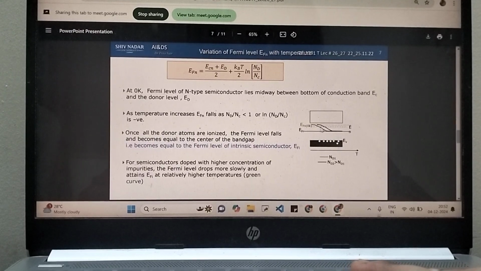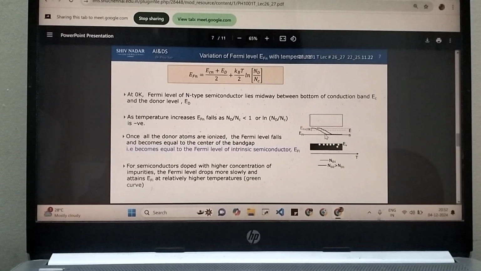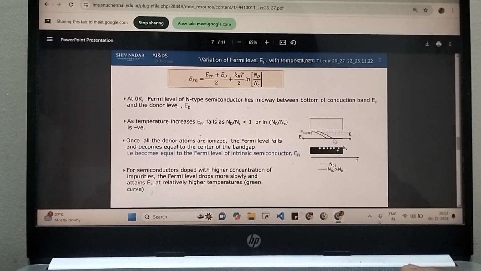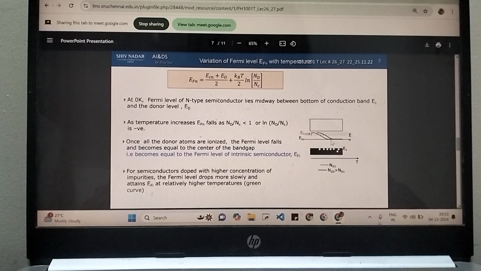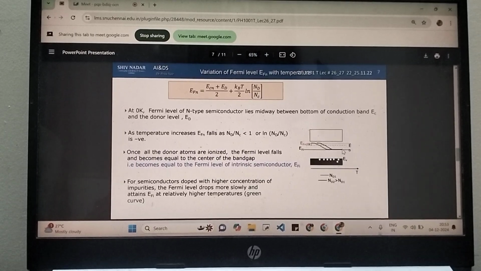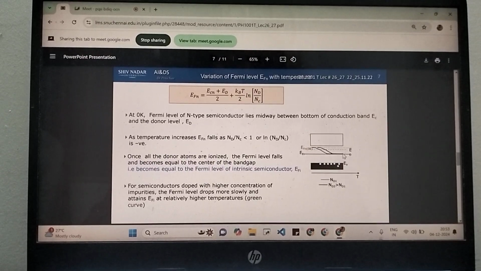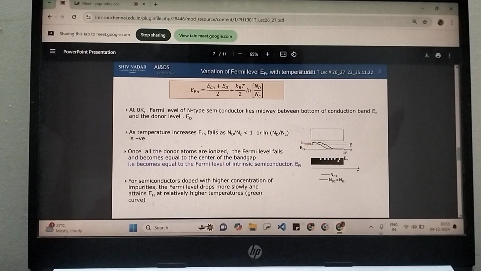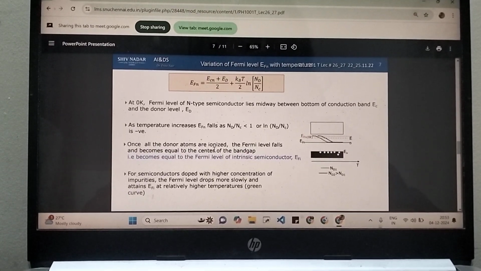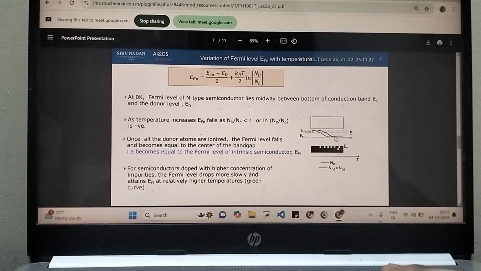As your temperature rises, it starts falling like this violet line, and when all the donor atoms have been ionized, that is when Nd becomes 0, your EF comes to your original level, that is EC plus EV by 2. When all your donor atoms have lost that fifth electron, like I said, it starts behaving again like an intrinsic semiconductor, as in the silicon atoms lose electrons and hole pairs are generated. So the normal intrinsic behavior is shown at that point. So the Fermi level comes to EC plus EV by 2. So yeah, it starts from EC plus ED by 2, and as you raise temperature, it comes to EC plus EV by 2.